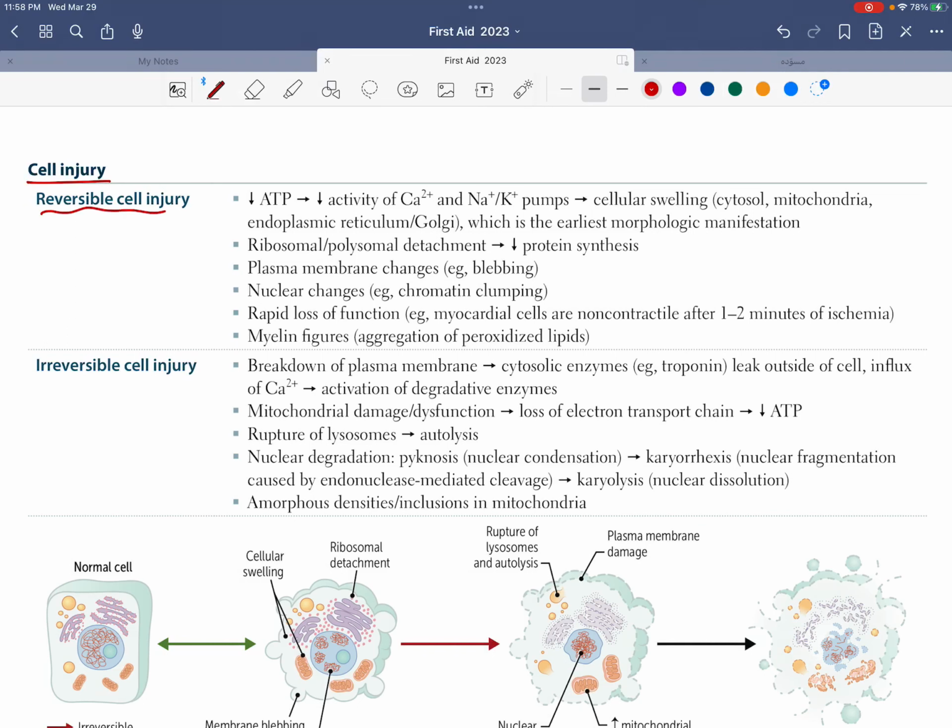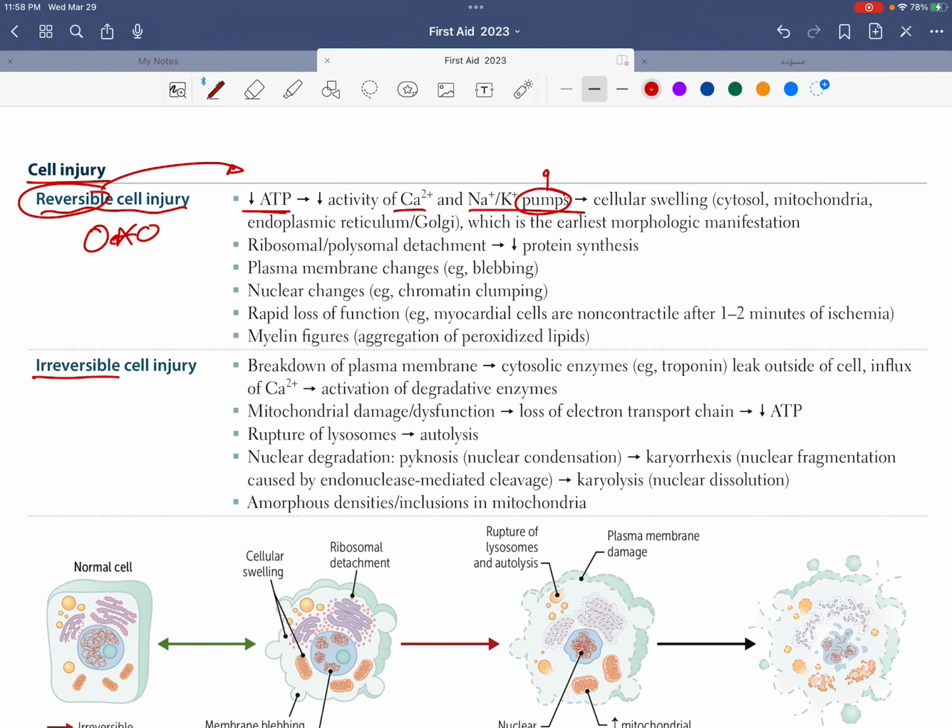Injury, we have two main types of cellular injury. The reversible type, where the cell can go back to its normal status after the incident has gone, or the irreversible cell injury, where the cell can never go back to its original status. So, for the reversible cell injury, there is a reduced amount of ATP, which means a reduced amount of activity of the calcium and sodium potassium pumps.